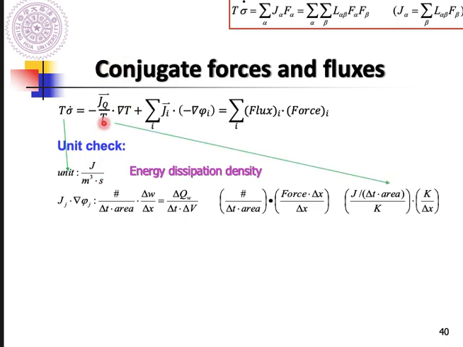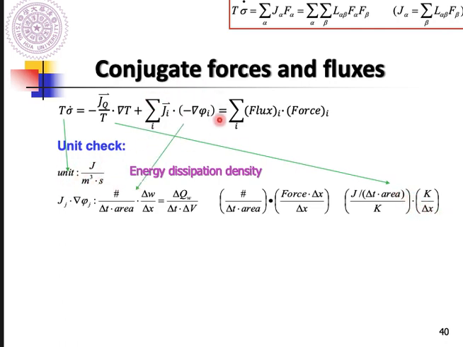So this term actually is the heat flux. So it's a joule divided by time and area, divided by K. And the temperature gradient part will be the K divided by the distance. So we cancel this term out, and you get the joule divided by time and also volume. So the same with this one.